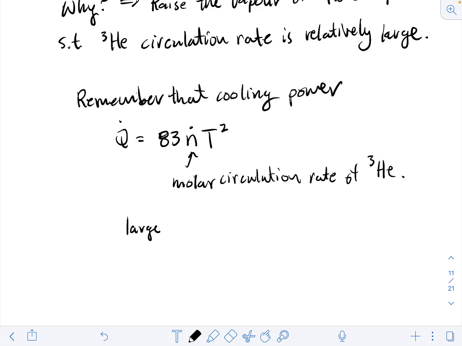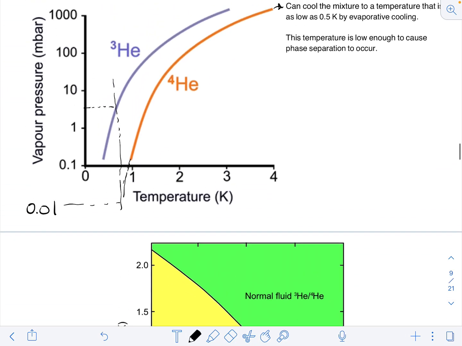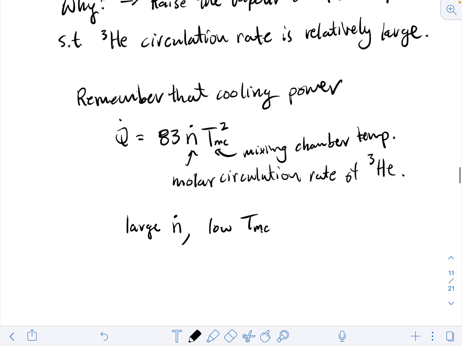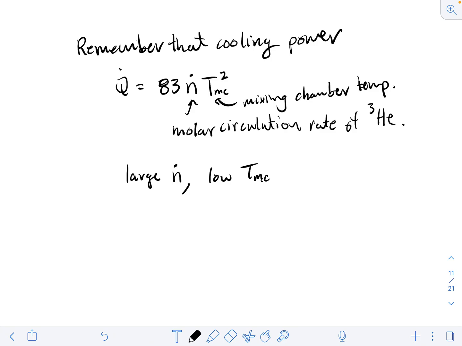So if we can make a large n dot for a given heat load, we would have a low temperature. And this T is the temperature of the mixing chamber. So let's put MC, mixing chamber temperature. And so what we want to do is raise the temperature of the still, so that if we increase the temperature a little bit, we get an increase in the vapor pressure of the helium-3, so that when we pump on that vapor, we can increase our circulation rate. Okay? We don't want to increase the temperature too much because then we'll start introducing too much helium-4 into the gas that we're circulating.